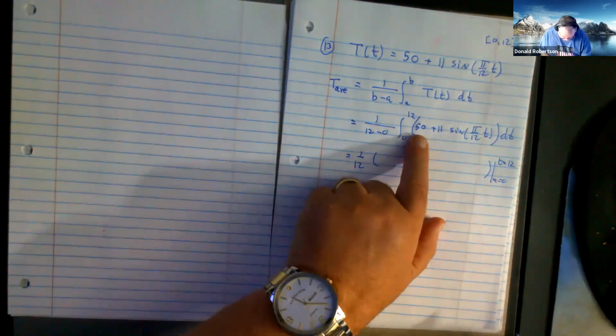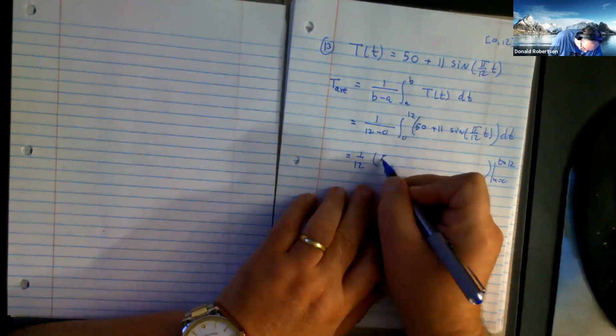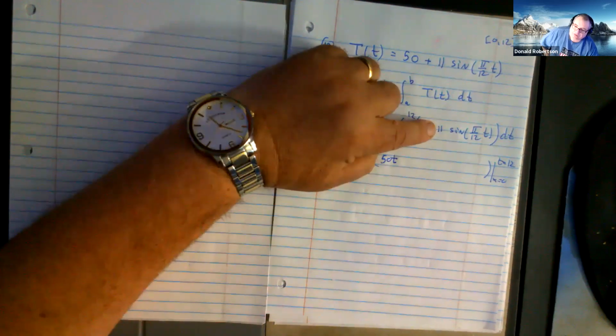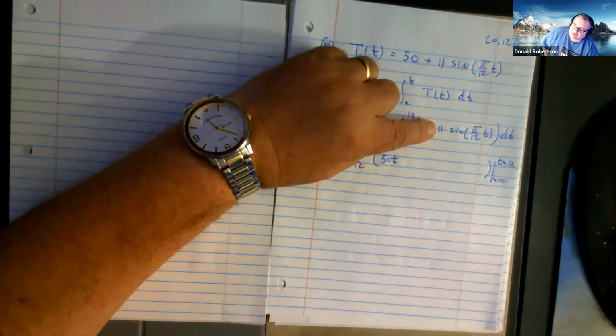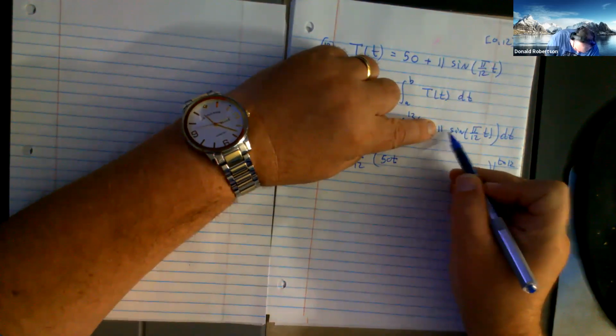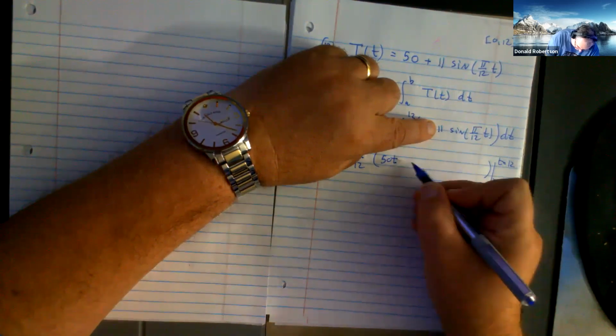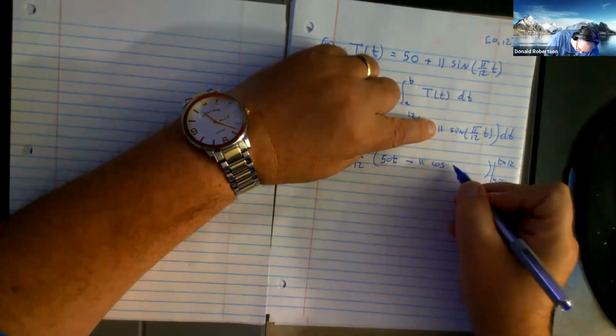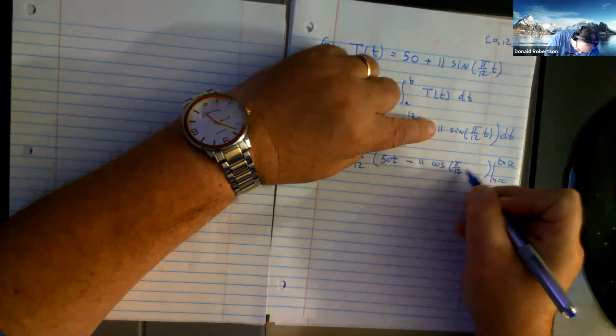Okay, integrate. 50 is easy. It's just a number, so you integrate it, you get 50t. That guy is going to be a pain in the butt to integrate, but let's have a shot at it. There's an 11 there, and there's a sine. So if it was just 11 sine t, it would be negative 11 cosine t, right? But it's not t. It's pi upon 12t. Agreed?